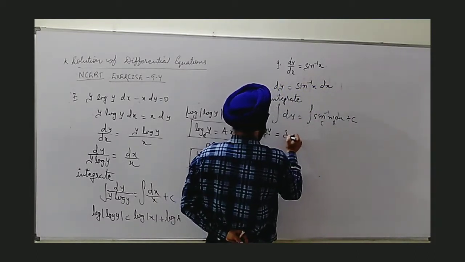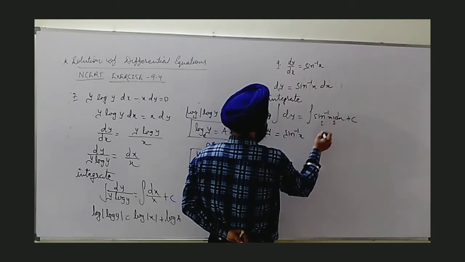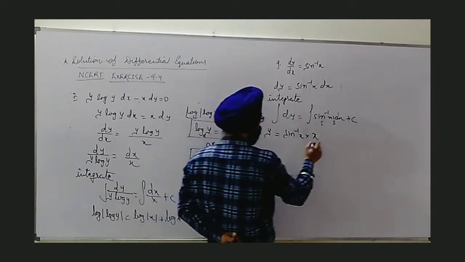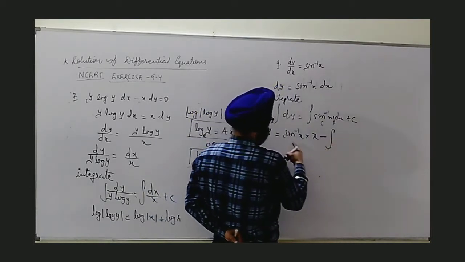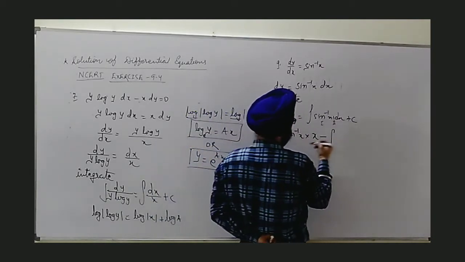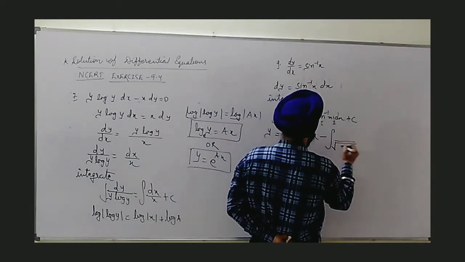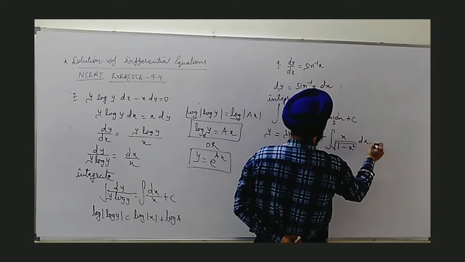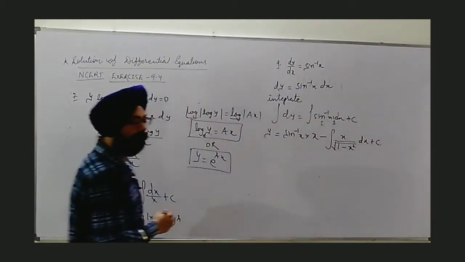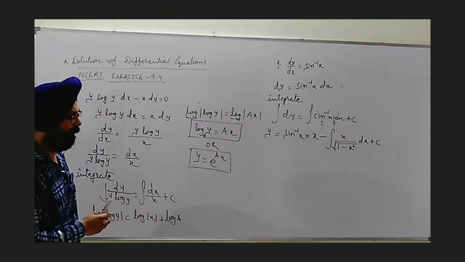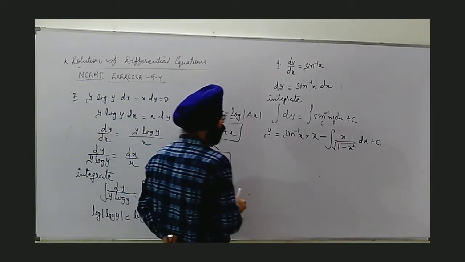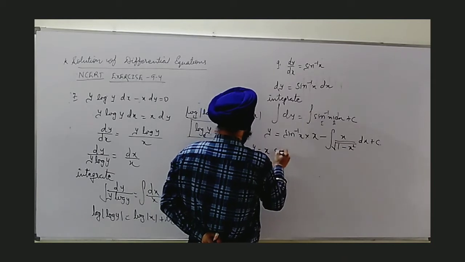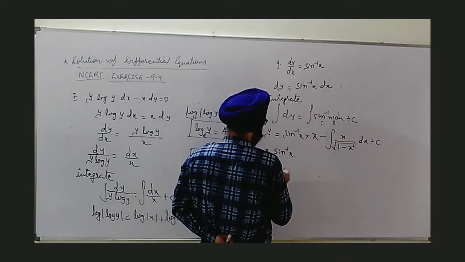First function as it is, sin inverse x. Second, it's 1. When integrated we get x, minus sin inverse x first function. When differentiated we get 1 upon under root 1 minus x square, and here we get x dx plus c. I hope you get it. Okay, now further we can write this as x sin inverse x.